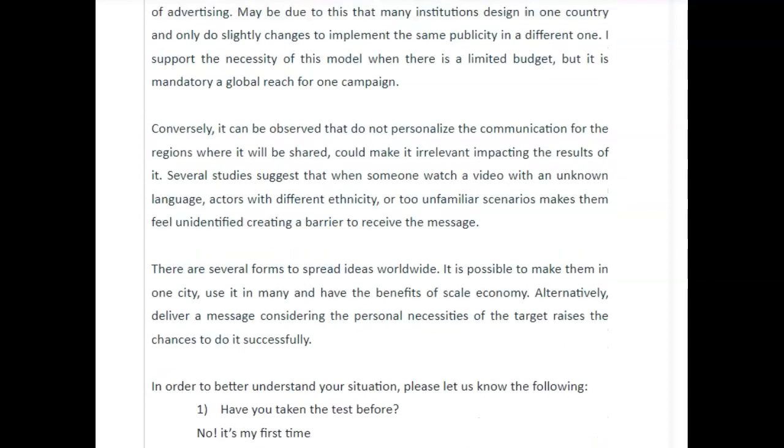Conversely, it can be observed that, okay, not personalizing the communication for the regions where it will be shared, no comma, could make it irrelevant, comma, impacting the results of it. Careful with all of these "it's." You have a new paragraph. We don't know what "it" refers to. Okay, so why don't we try that again?